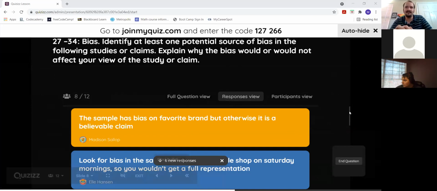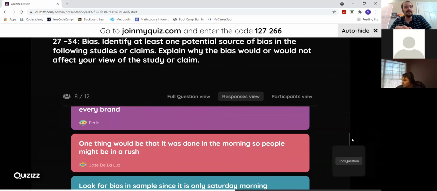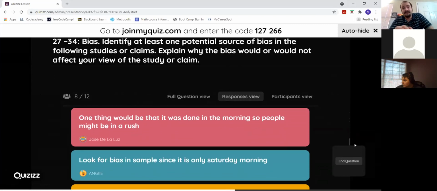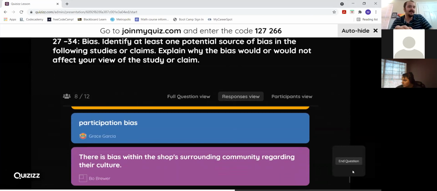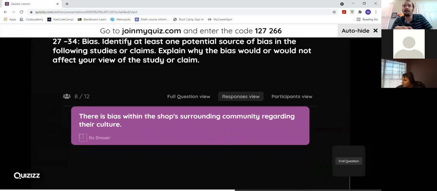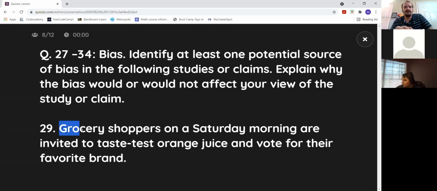Although I wouldn't say that necessarily completely neglects the study. It tells you what early morning people like. We could always figure out if people that wake up later in the day like something else. I would say it also depends what grocery store they're going to. That's also a potential bias.